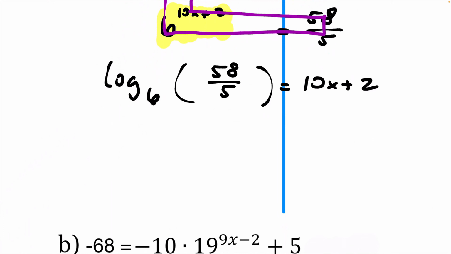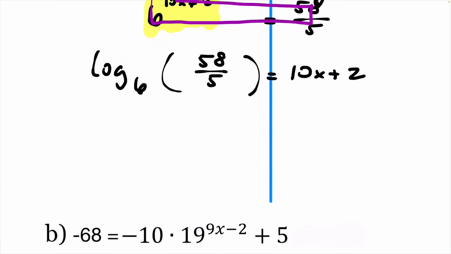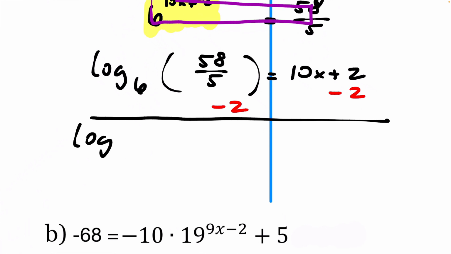Minus 2. How the heck do I minus 2 from a log? You don't. So what do you do? You just write this. Minus 2.